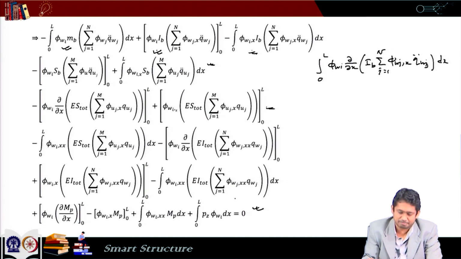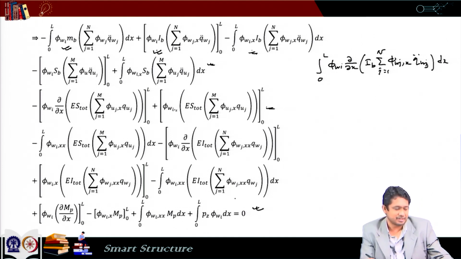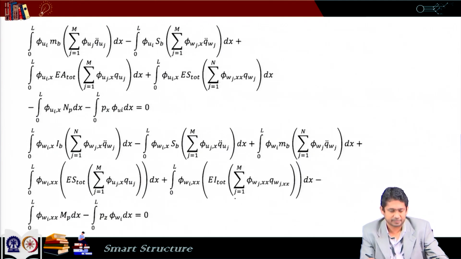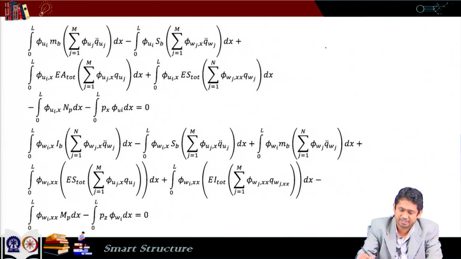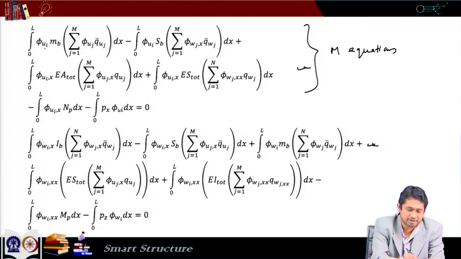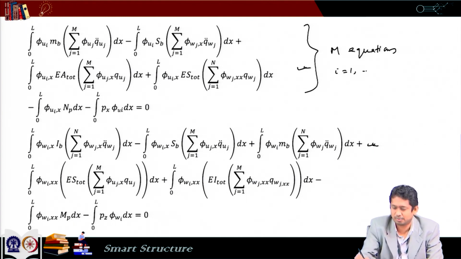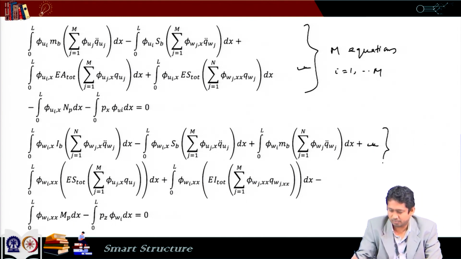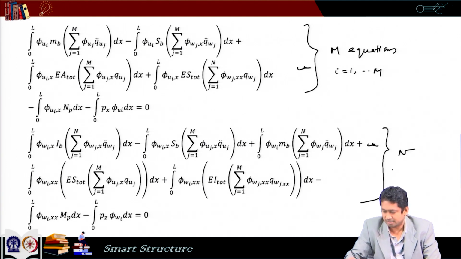So, here we have a set of boundary terms and the integral terms, and then after dropping the boundary terms we get these two equations, and then finally this gives me a set of m plus n equations. Here this is m equations because I goes from 1 to m, and here we have n equations because I goes from 1 to n.